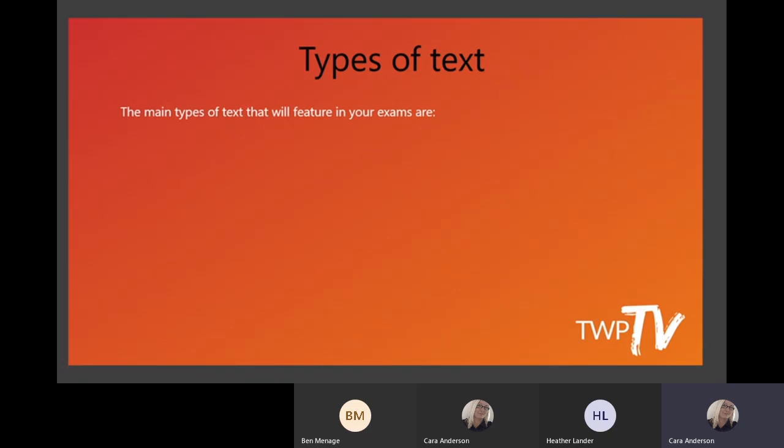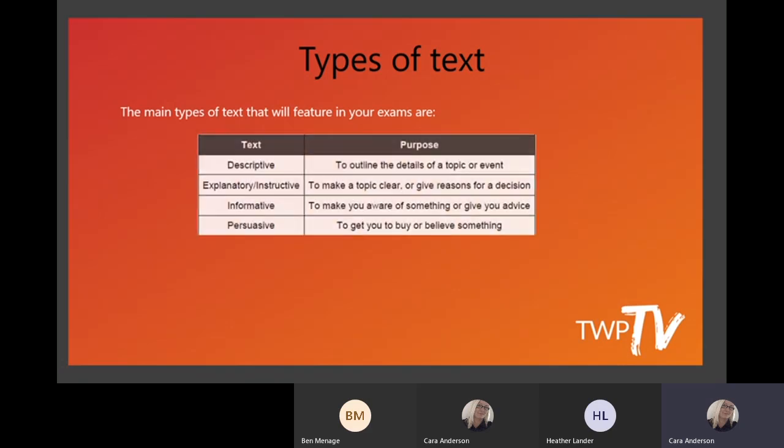So hopefully what we're going to look at today, the different types of text and the features within those texts, those notes will then make sense as to what sort of things you should be pulling out, because they'll then relate to the questions that they're going to ask you.